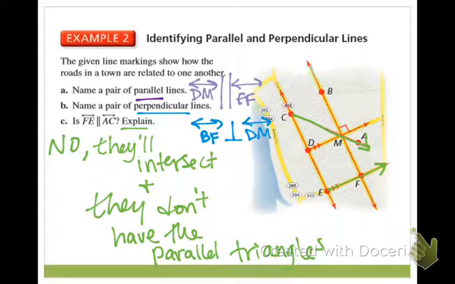All right, and then they don't have the little triangles. There's 2 reasons. They'll for sure intersect if this line keeps going, and then they don't have the little triangles.